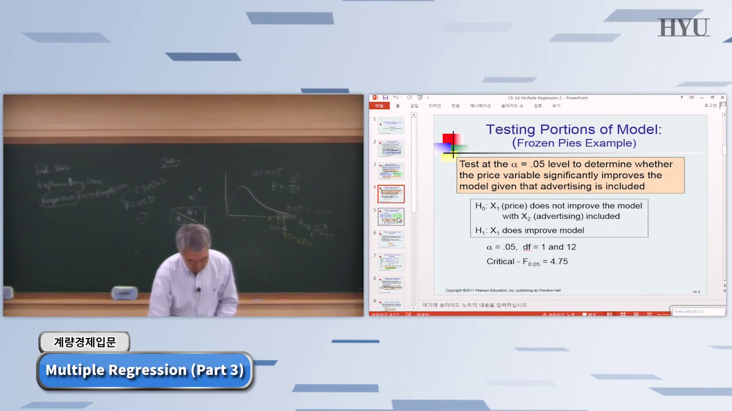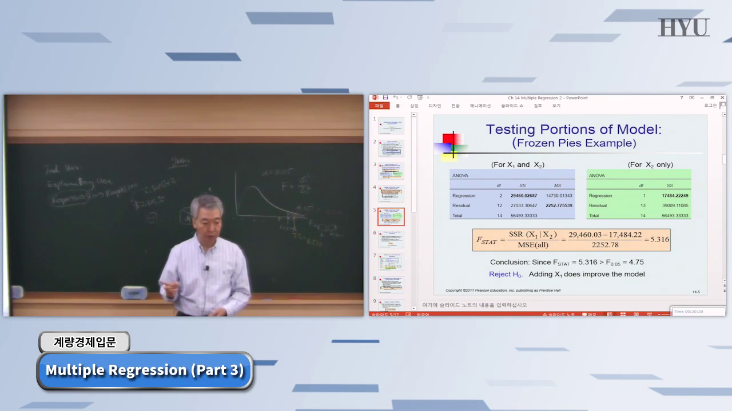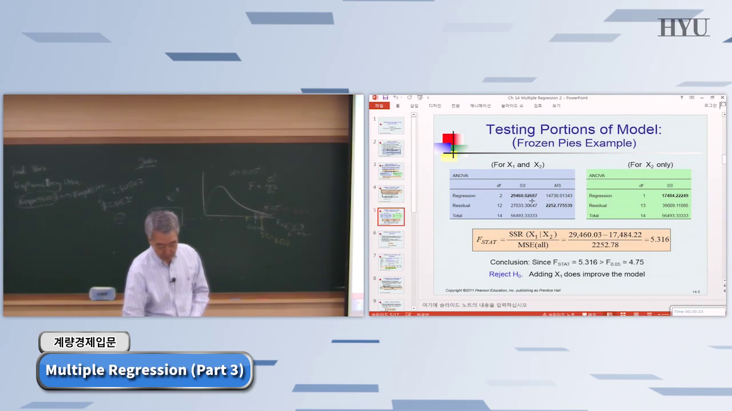And then we ran the regression, first time with both variables, second time with x2 only. The sum of squares for regression here is 29,460, and the second time, without x1, came out to be 17,484. So the sum of squares for x1 given x2 is the sum of squares for regression from the full model minus the sum of squares for regression without that particular variable, divided by the mean square error, 2252.77, and that comes up with 4.316.